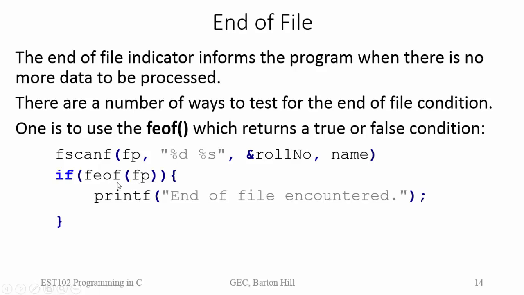If it is true, then it will return a non-zero value. If fp is not pointing to the end of the file, then it will return a zero value. In that way we can check whether we have reached the end of the file. So you can use this feof function of fp to check whether fp has reached the end of file or not. If fp has reached end of file, then it will return a non-zero value. If it is not at the end of file, then it will return a zero value. So that is one method.